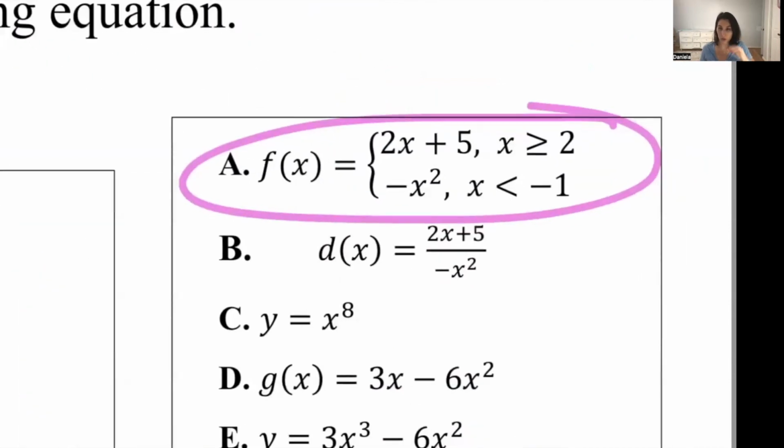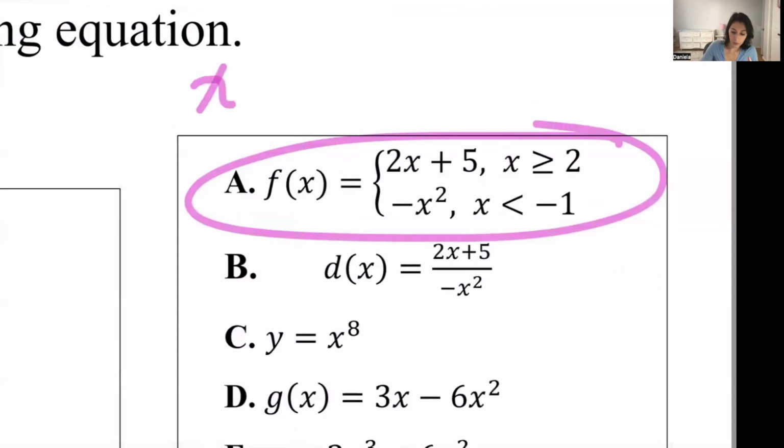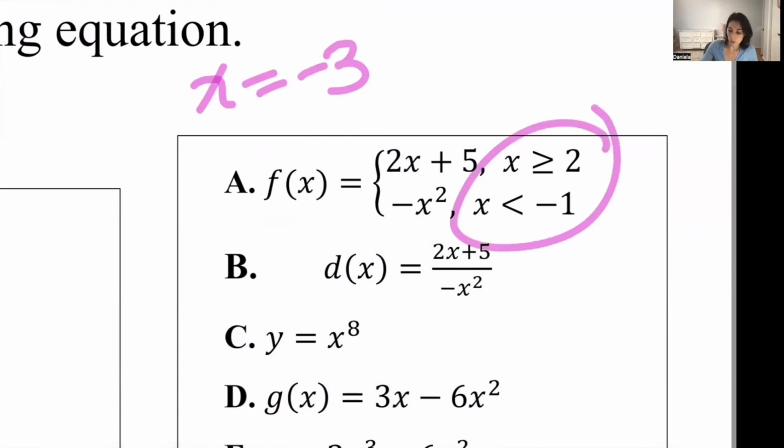Now, when we do piecewise functions, you can't just plug it into both, right? It depends on the domain. So we are plugging in x equals negative 3. How do we know where to plug it in, the top function or the bottom function? Well, that is why we're looking at the domain. So this top one, we can only substitute x values that are equal to 2 or bigger. Is negative 3 greater than or equal to 2? No. The bottom one says we can only substitute x values that are smaller than negative 1. Ding, ding, ding. That is the one that we are going to substitute in.